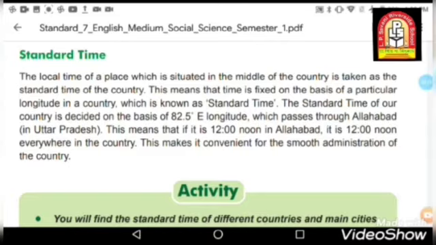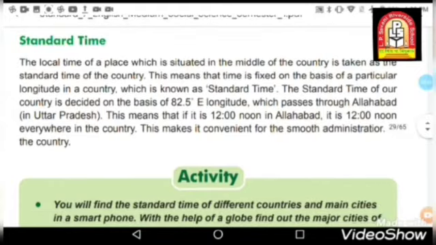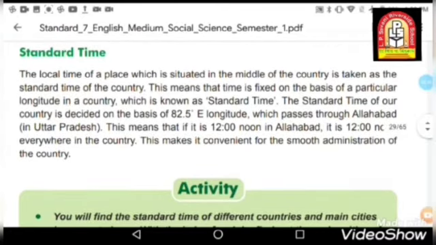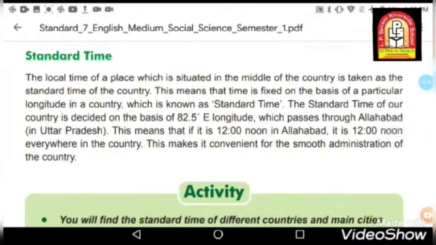So in our country, that is in our India, we have a standard time, that is a common time for all, whether it is in any state, right? So how is that made? That is made basically with the help of standard time. Let us study in detail about how the standard time is being decided by the country.